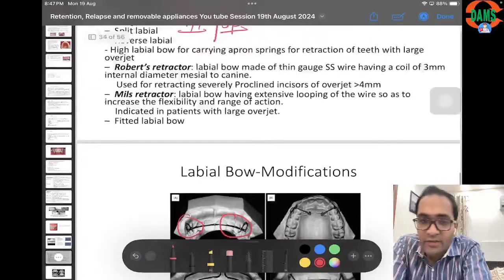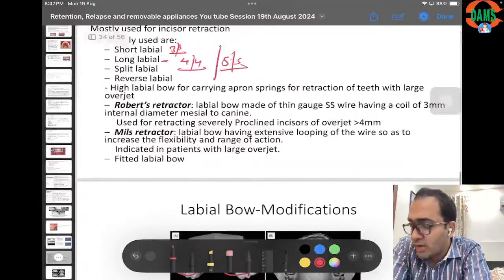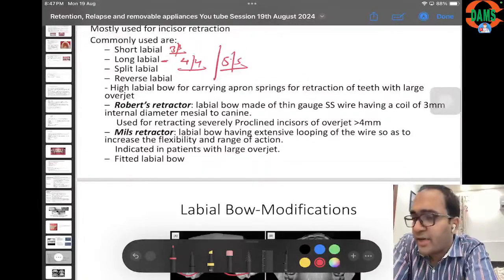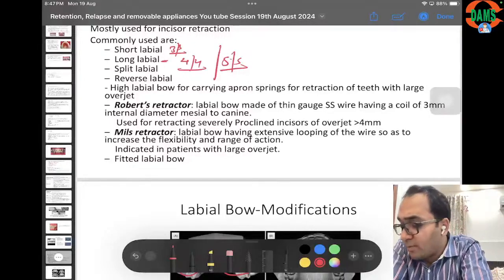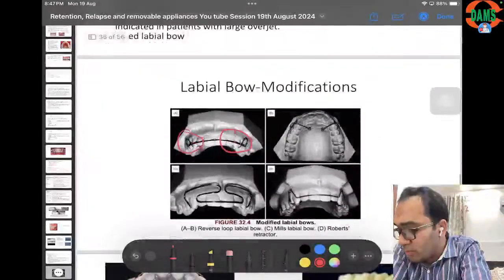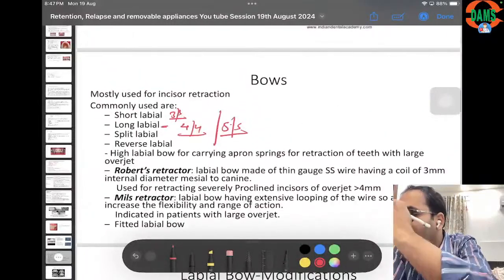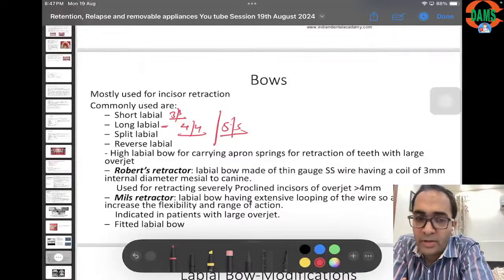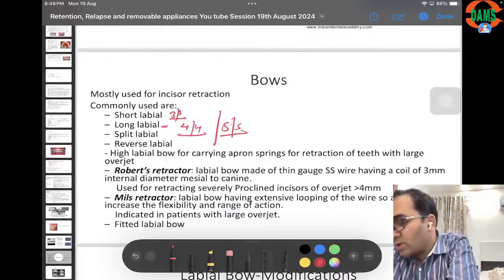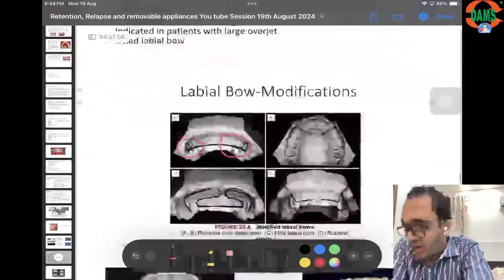What is the advantage of reverse labial bow? It is used for retracting the proclined anterior teeth. Next is the high labial bow. High labial bow means the labial bow, the air bridge is present more apically. So what is the advantage? It is for carrying apparent springs for retraction of teeth with large overjet.